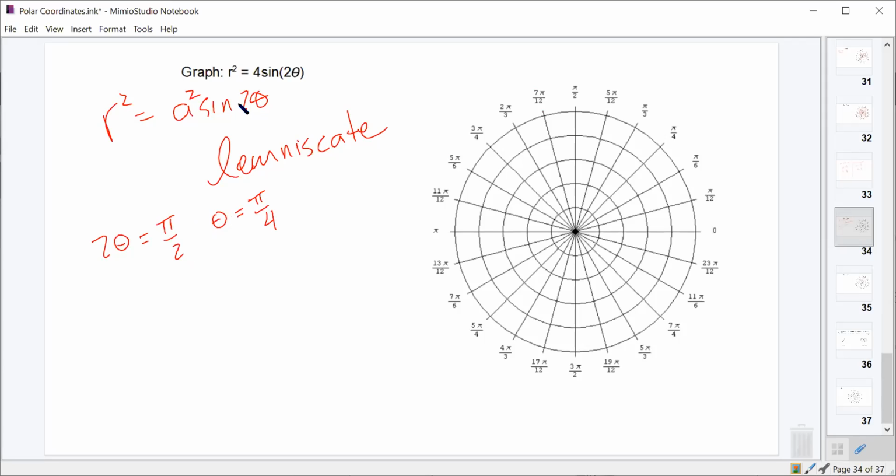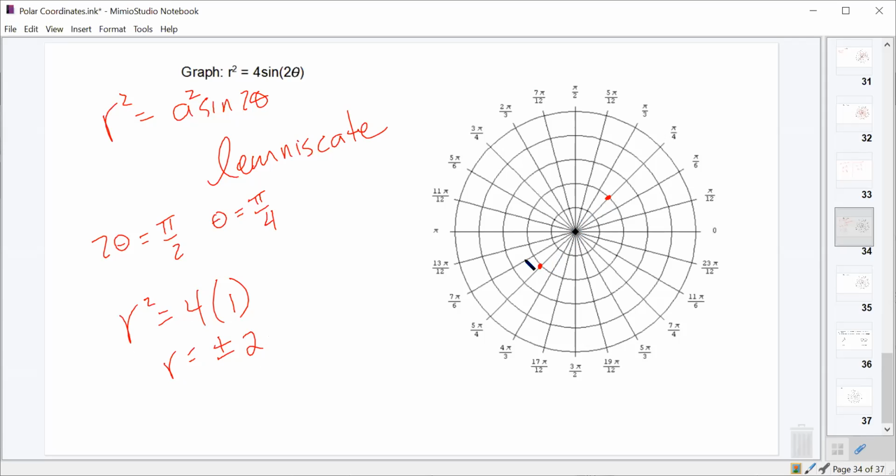So how many units out will this go when theta is pi over 4? What's the r value? If r squared equals 4 times 1, what does r equal? 2. It also equals -2, right? R squared equals 4 gives us r equals positive or -2. So at pi over 4, I should have a value at 2, and I should have a value at -2.